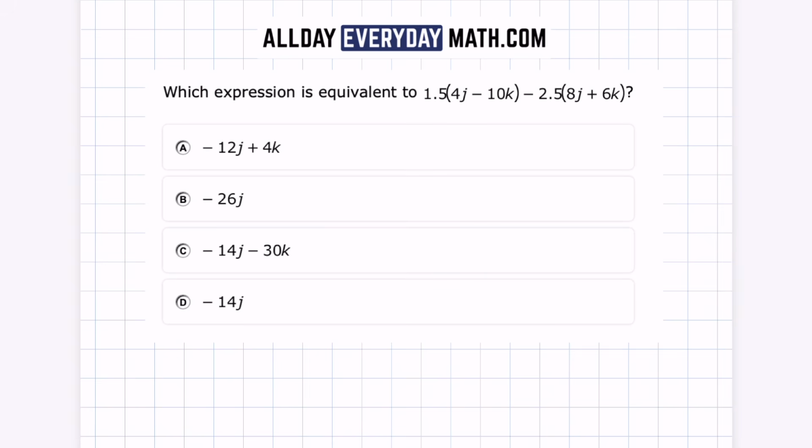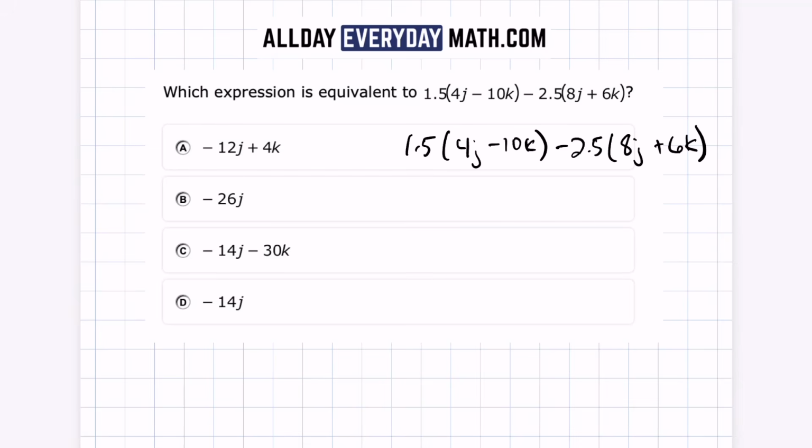This is number 1 from the 2025 Algebra 1 EOC. It says, which expression is equivalent to 1.5(4j - 10k) - 2.5(8j + 6k). So I'm just going to go ahead and rewrite our expression: 1.5(4j - 10k) - 2.5(8j + 6k).